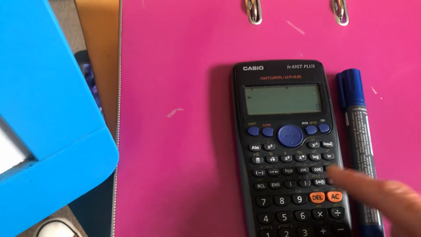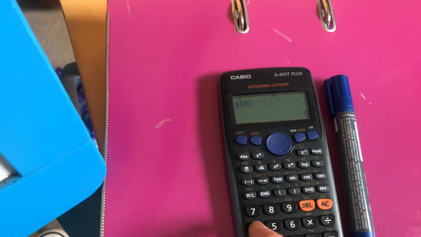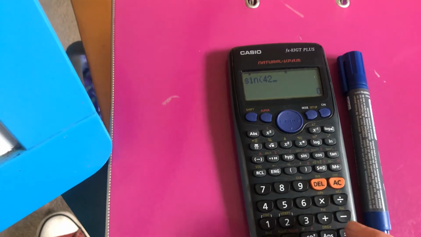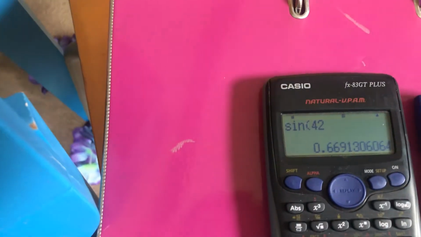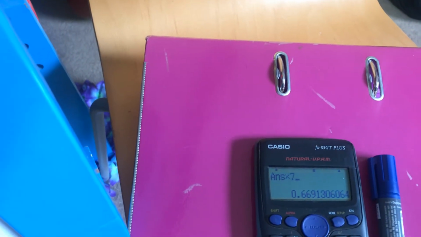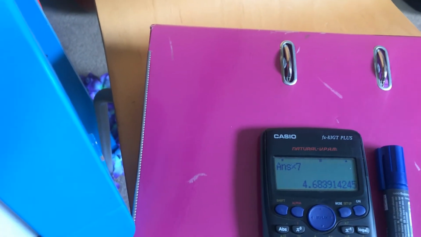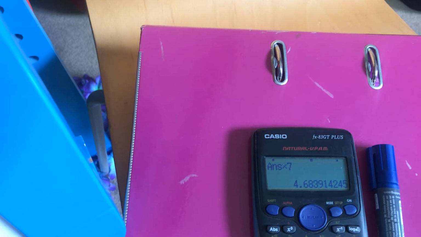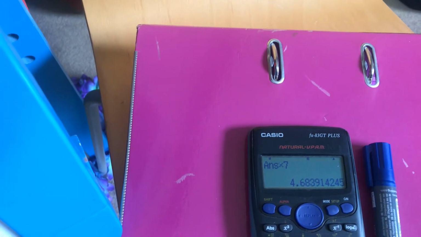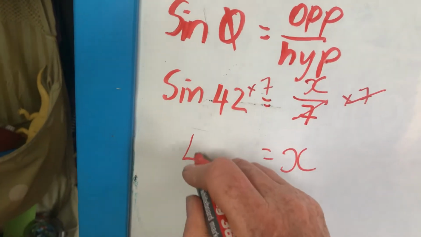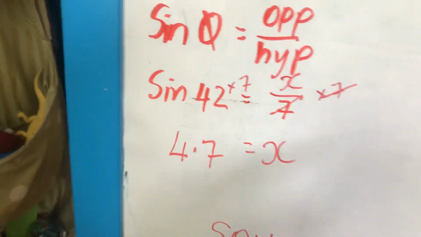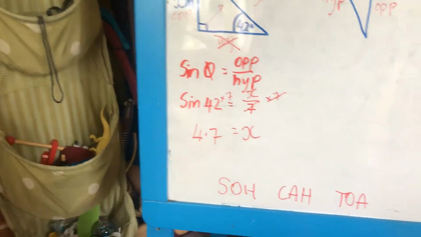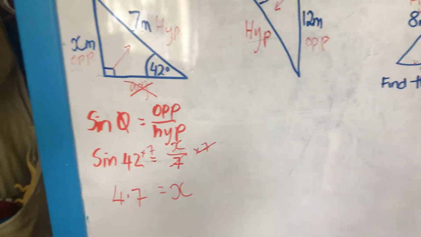Now you've got to have your calculator. I need the sine of 42, so I type sine of 42. Press equals. Now this long decimal is the sine of 42. I now have to multiply that by 7, and there's my answer. I've been asked to give it to one decimal place, so that'll be 4.7. So over here, 4.7. Excellent.